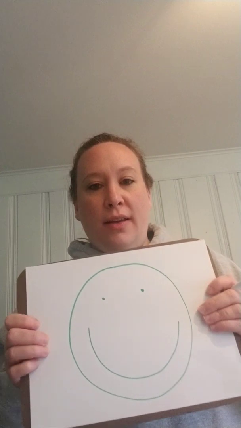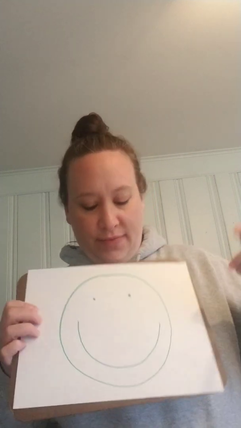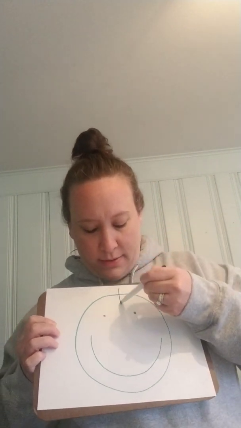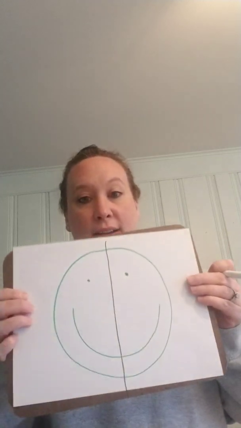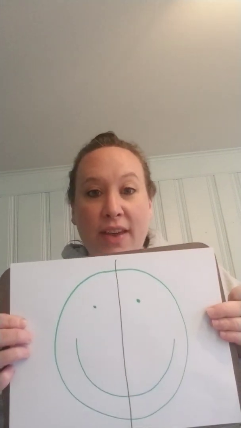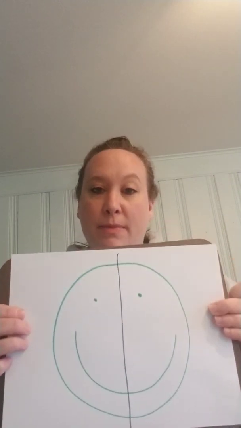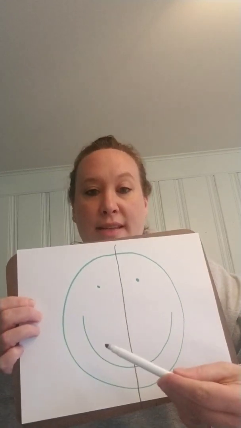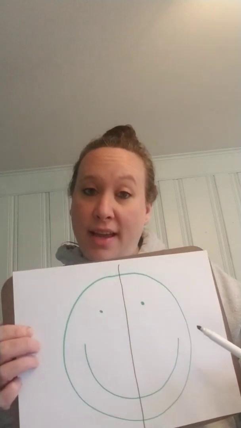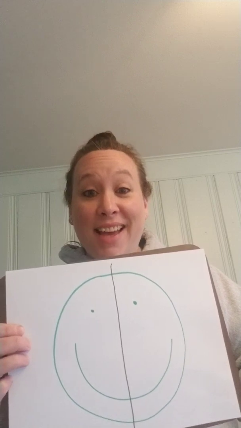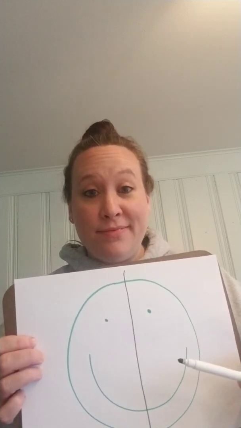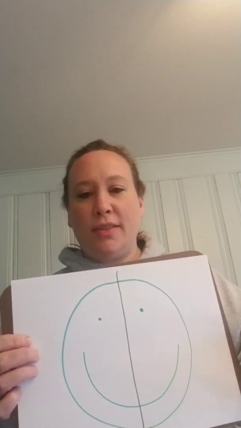Okay, let's try another one. Okay, smiley face, are you ready? Let's take our marker. Go right down the center. Is this smiley face symmetrical or asymmetrical? Does this side look exactly like this side? It does. So this shape is symmetrical. Good job, kindergarten. You're so smart.